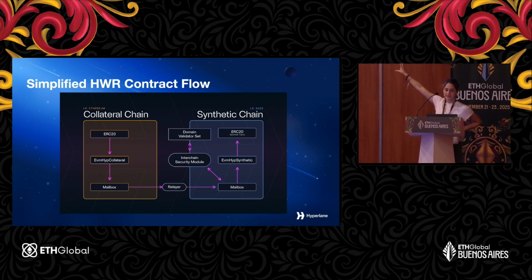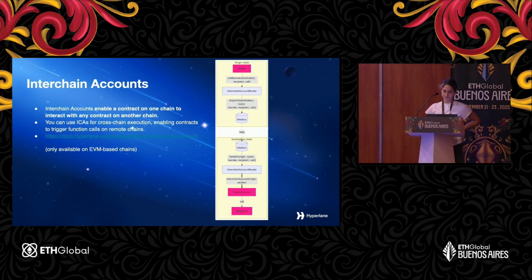But this is a simplified Hyperlane warp route contract flow. The difference you see over here is that there's the EVM hype collateral, and then there's also the EVM hype synthetic, which are just examples of the ERC20 contracts which we deploy for making this asset transfer work. So it adds a few more contracts than what you had in the original architecture to make it easier, since most people use asset transfers. Let's make asset transfers easier with the architecture we have. So that's Hyperlane warp routes.